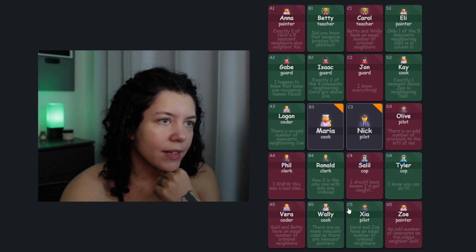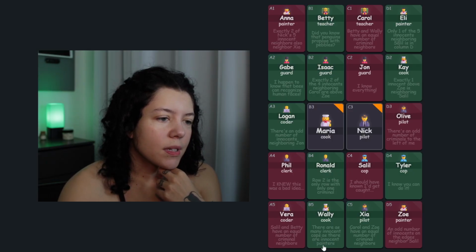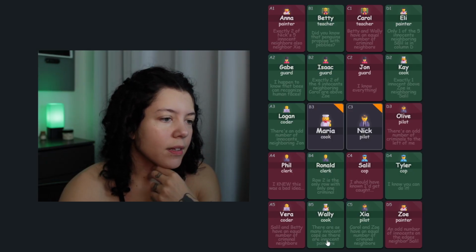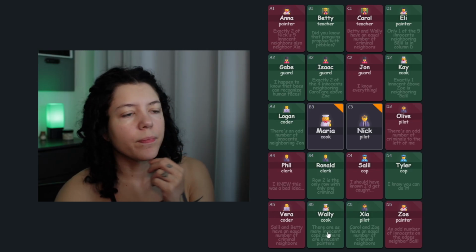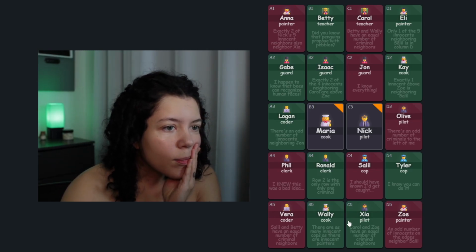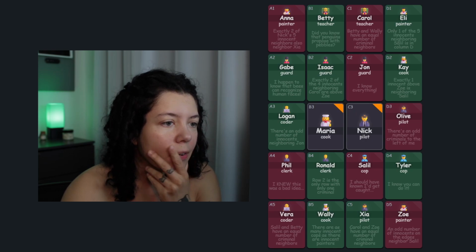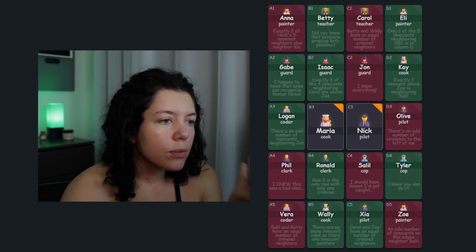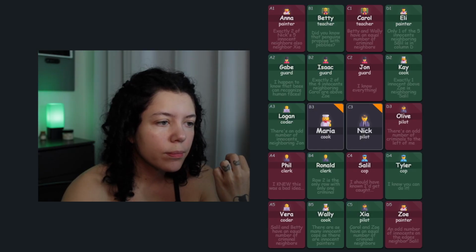Carol and Zoe. As many innocent cops as innocent painters. We've done that. Salil and Betty. Guys, I'm lost. I should have known I get caught. Row 2 has only 1 criminal. Yeah, row 3 is gonna have another criminal for sure.